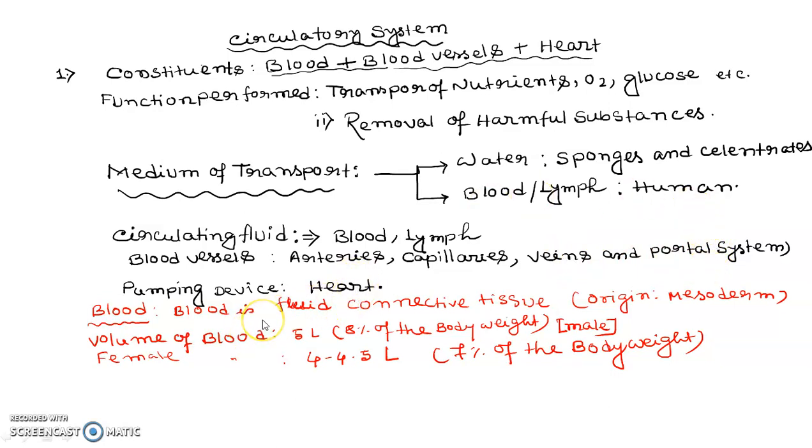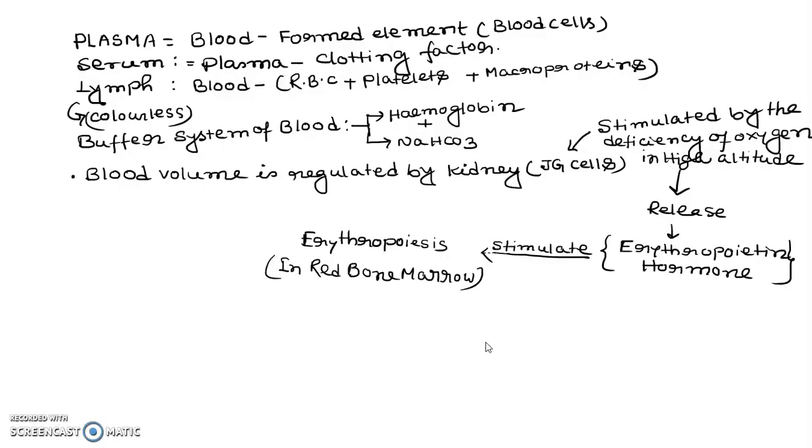Blood is a fluid connective tissue. It originates from mesoderm. The volume of blood is 5 liters, about 8% of the body weight, and in females the blood volume is 4 to 4.5 liters, that is 7% of the body weight.